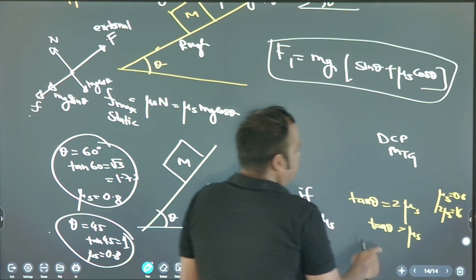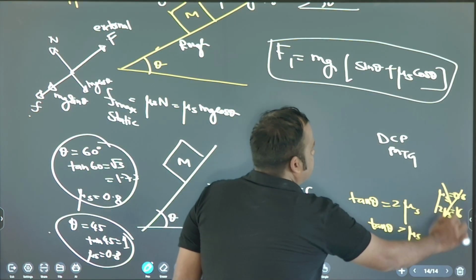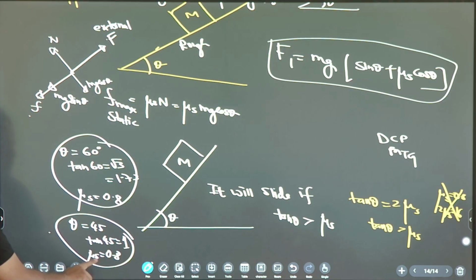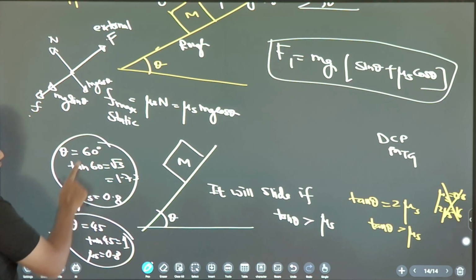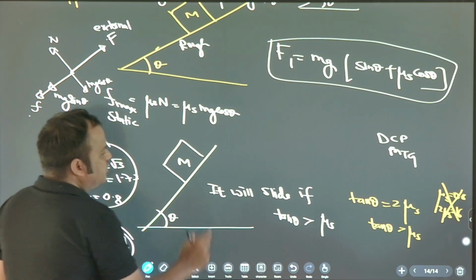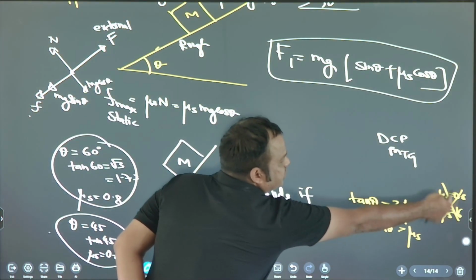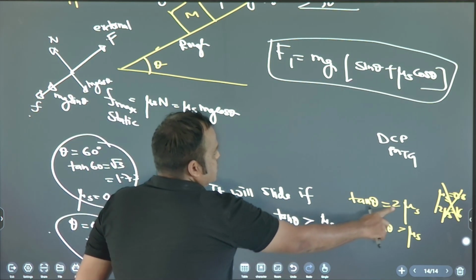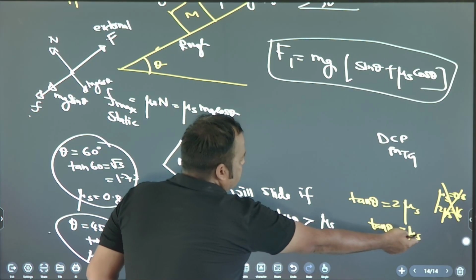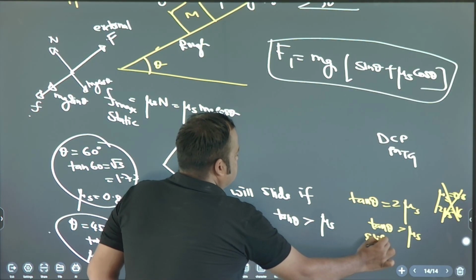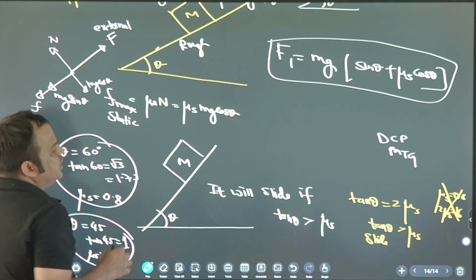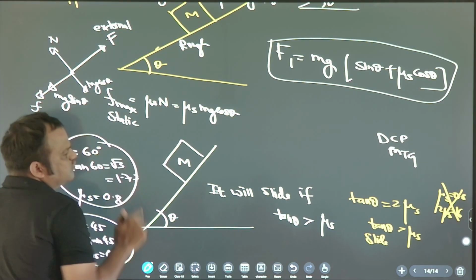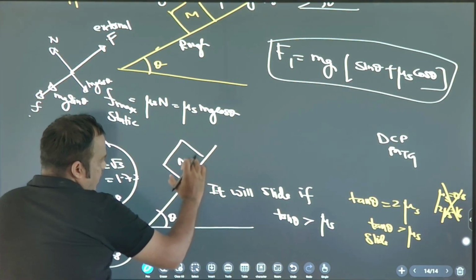1.6, correct? I'm just taking an example. Don't consider that mu s is given in the question. Mu s is not given in the question, and theta is also not given. Just to explain, I'm taking an example. In the question it is given tan theta is 2 mu s, so tan theta is greater than mu s. So it will slide, but I want it to be at rest.